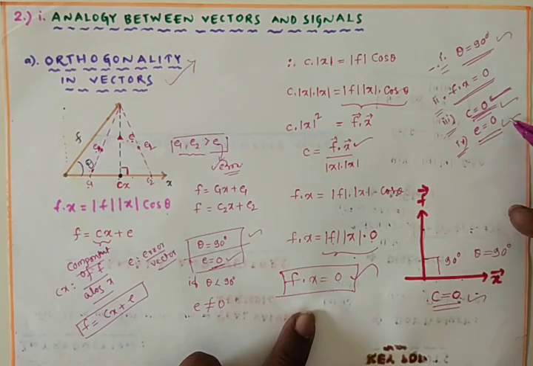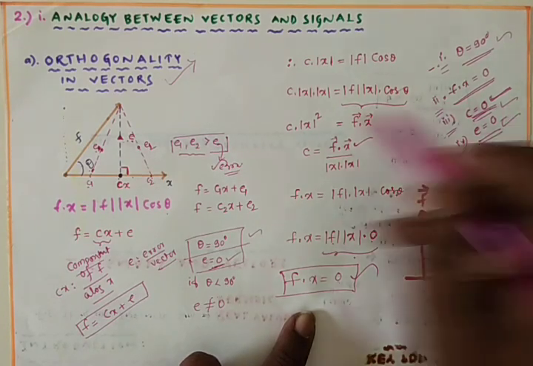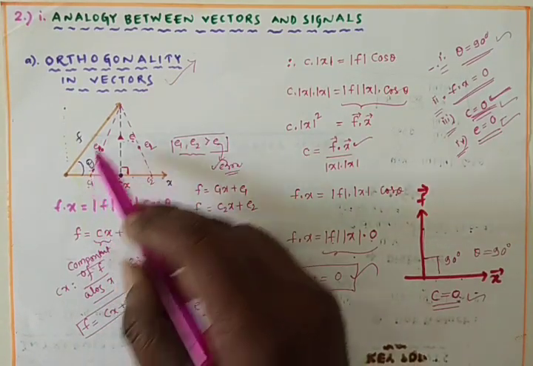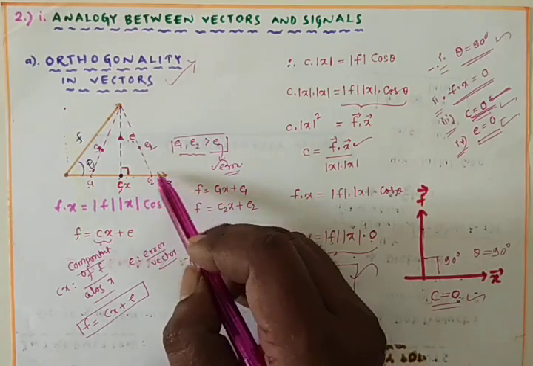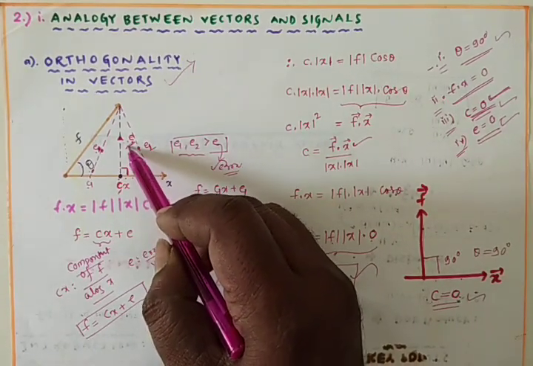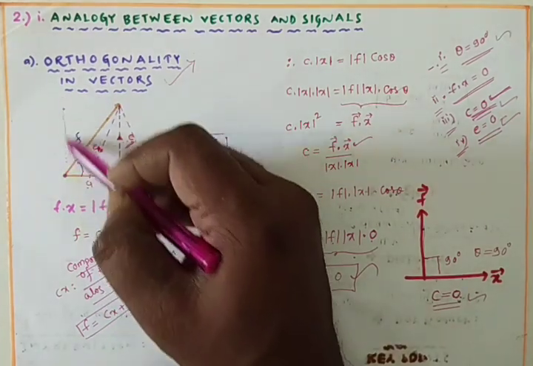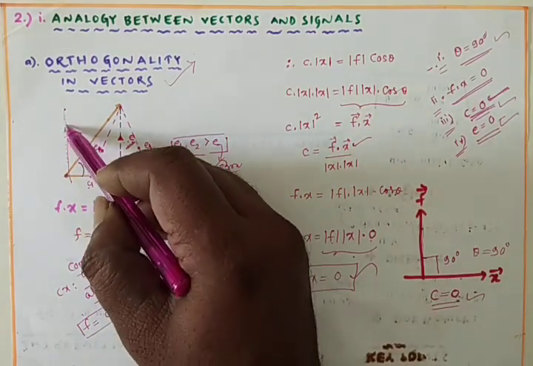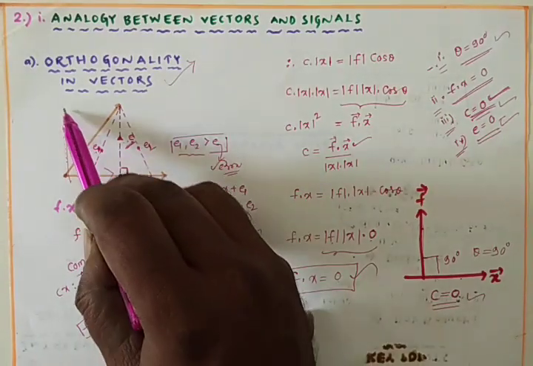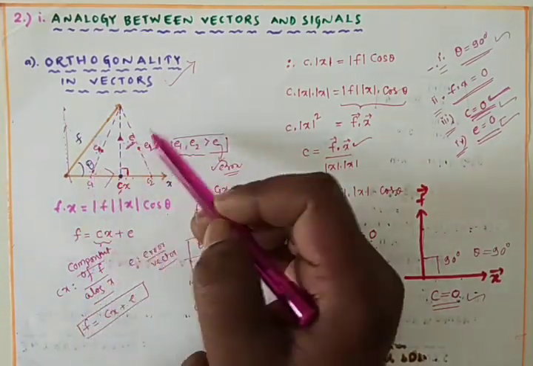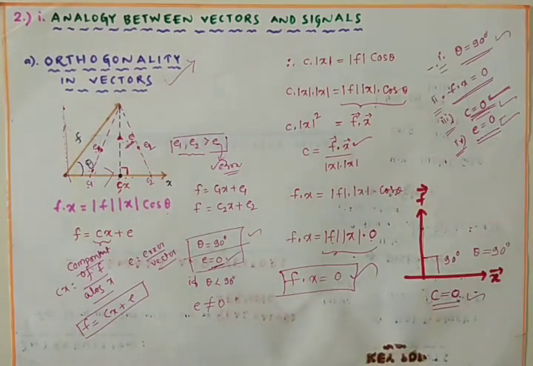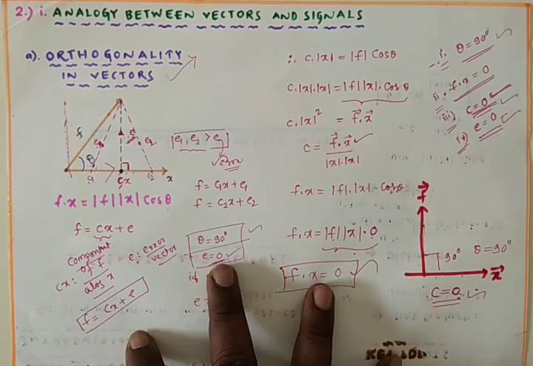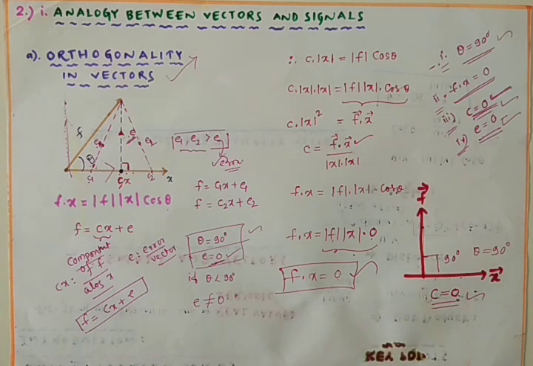If c is equal to 0, there is no scope for an error vector, because see this one: if the angle is less than 90 degrees, then only there is a projection, then only it defines the component C along X, and then only we will have the error vector. But if it is 90 degrees, it is going like this, so there is no projection of F along X, so there is no C. C is equal to 0. If C is equal to 0, then the error vector is also 0. Likewise, we can go with the orthogonality in vectors.